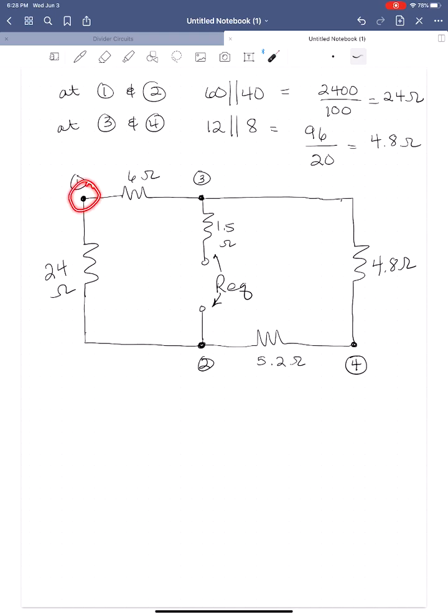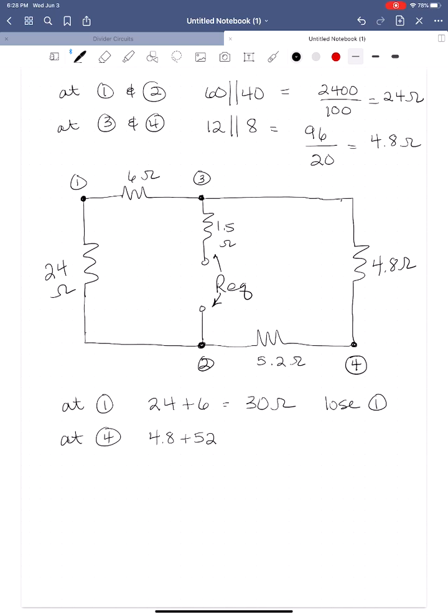So at node 1, we've got 6 in series with 24. At node 4, we have 4.8 in series with 5.2. So at node 1, we have 24 plus 6 is equal to 30 ohms. We're going to lose node 1 when we make that combination. And then at node 4, we've got 4.8 plus 5.2, which will be 10 ohms, and we will lose node 2.